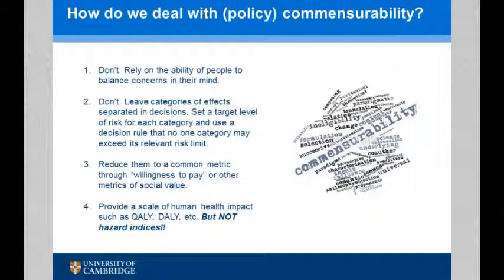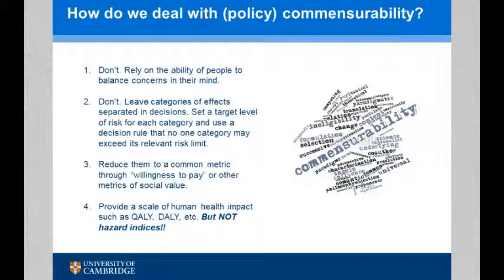Or what we could do is go to, again, quality-adjusted, disability-adjusted life years, which is more of a public health measure that comes out of organizations like the World Health Organization. So as a former public health professor, I like these sorts of methods. I do caution here, though, that this item number 4 is not hazard indices. Hazard indices are not the way to go about doing this approach, because a hazard index is not actually a measure of public health impact.